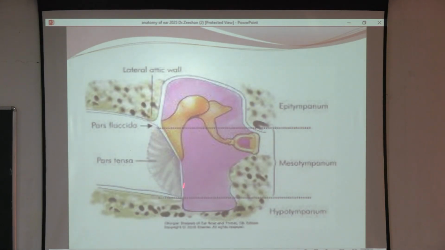So this is the tympanic membrane. We are looking from outside. This is the area of the malleal folds. Above this is the epitympanic part. Just opposite to the membrane is the mesotympanum, and this small area below the tympanic annulus is the hypotympanic part.